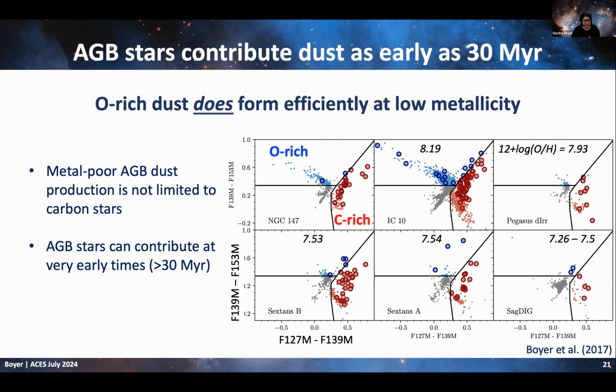But we know very, very little about these stars. We know that they're dusty, and we know that they're oxygen-rich, and that's it. We don't know how much dust they're making. We don't know exactly what type of dust they're making. And that's where JWST is going to come in.